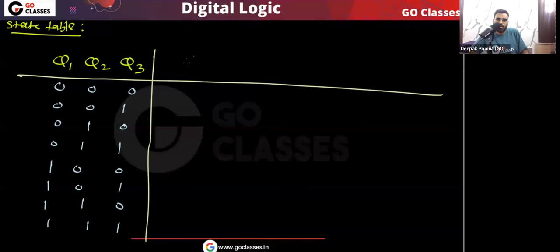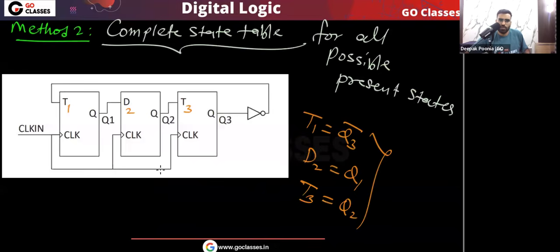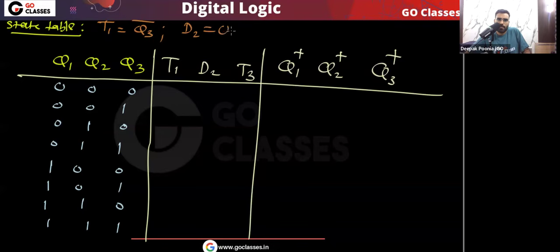Okay, now here you write what are the flip-flop inputs. So these are T1, D2, T3, and these are the next states. You can see Q1 next, Q2 next, Q3 next. Okay, so here let me just quickly write what is this T1. This is the Q3 complement. T1 is Q3 complement, D2 is Q1. Okay, and what is T3? So T3, that is Q2.